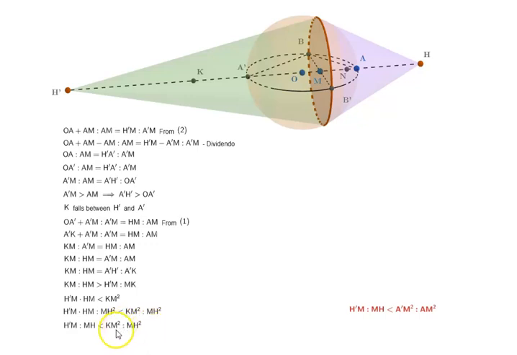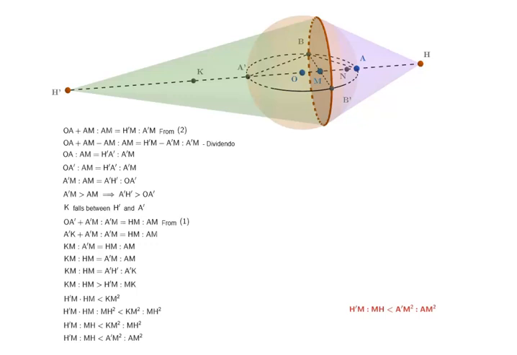Now KM, where is it? KM is to HM is equal to A prime M is to AM. That means KM square is to HM square is equal to A prime M square is to AM square. So that means we can substitute KM square is to MH square with A prime M square is to AM square. So we end up with H prime M is to MH is less than A prime M square is to AM square, which is what we had to prove.